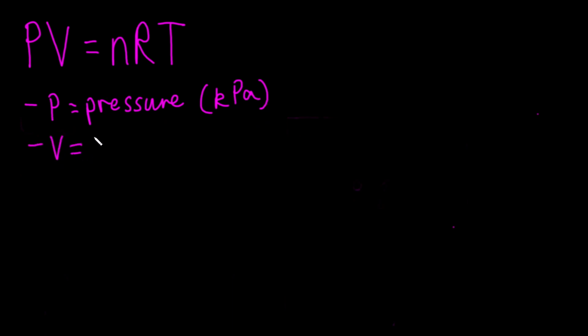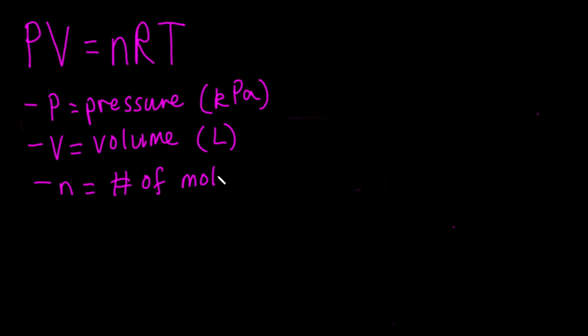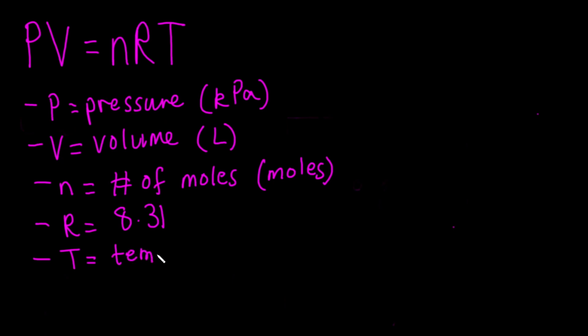V is pretty standard, it's just volume in liters. Nothing new there. n is the number of moles, again pretty standard. R is a constant value, the ideal gas law constant of 8.31. And then T is temperature, but it's important to remember that this is temperature not in degrees Celsius, but in Kelvin.